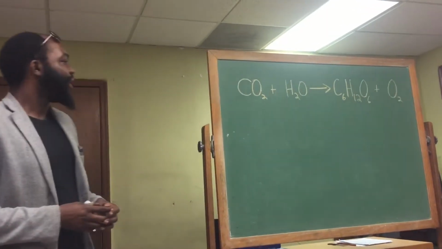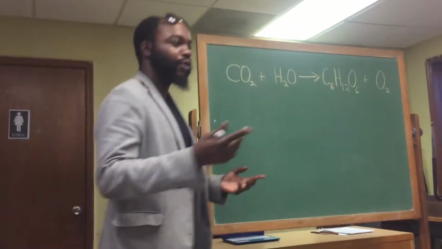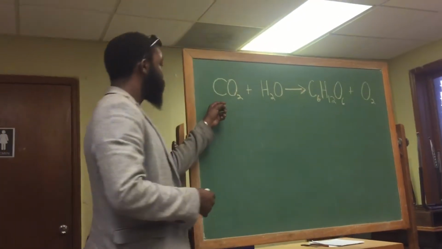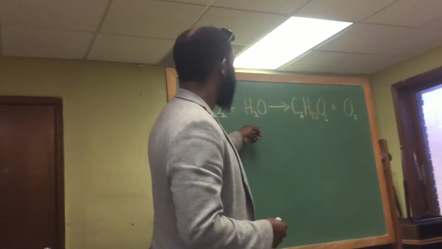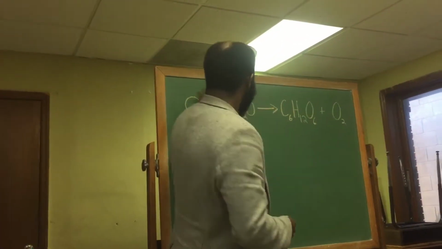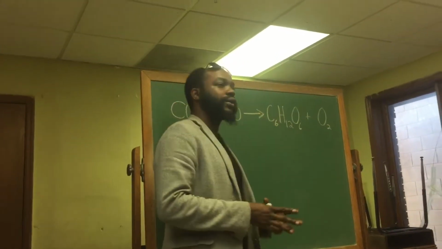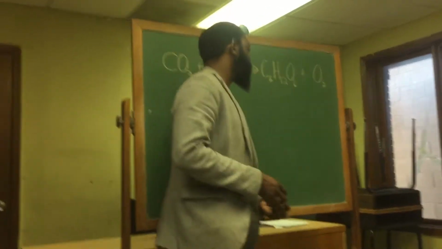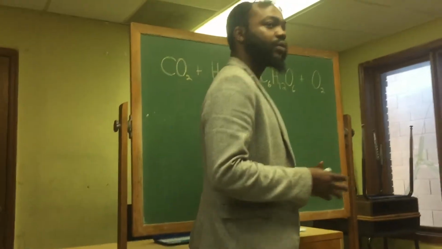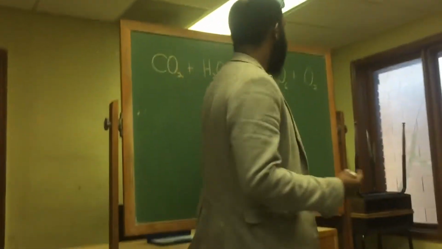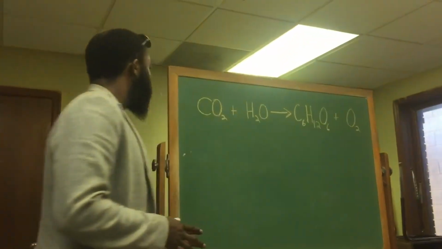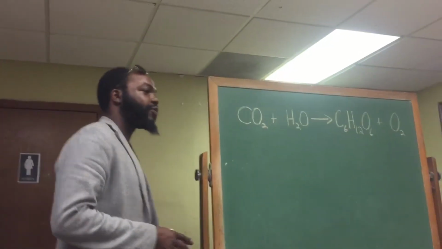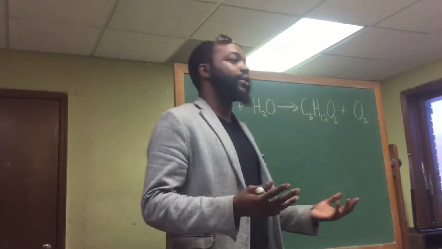All right, class, so for our next problem, we have it on the board here. We have carbon dioxide added with water. With our reactants, they will create the product of C6H12O6, which is known as glucose, and with some residual oxygen. Now, if you remember from our previous problem, the first step is always to what?